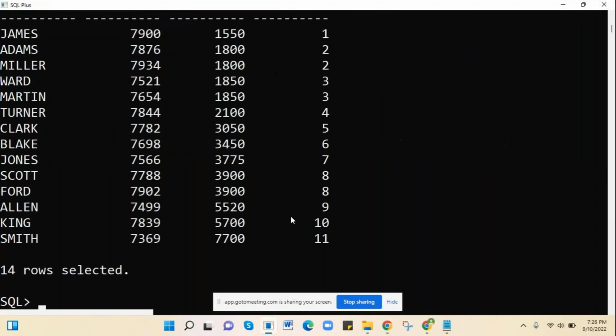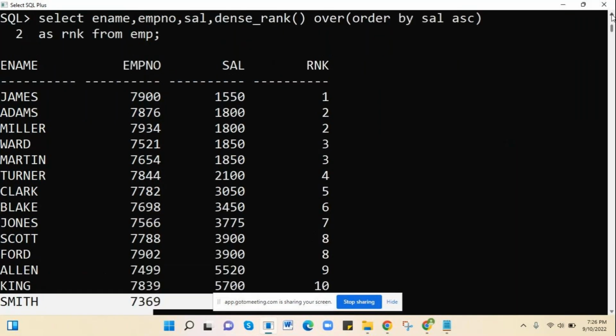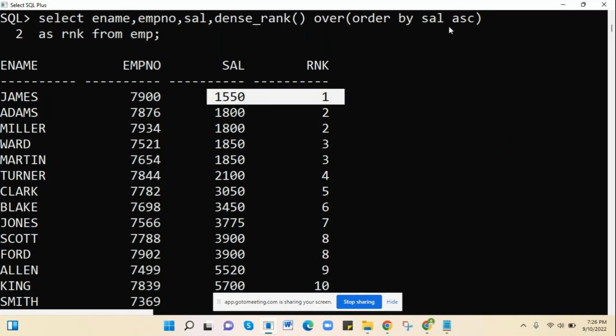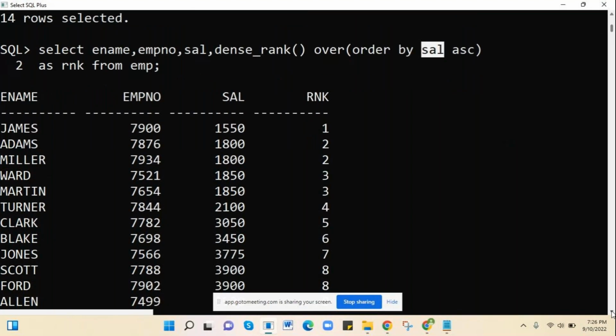You see, Smith is the highest salary person, 1550, rank one. Why? Because I'm using ascending order. We can use not only salary, we can use all the columns.